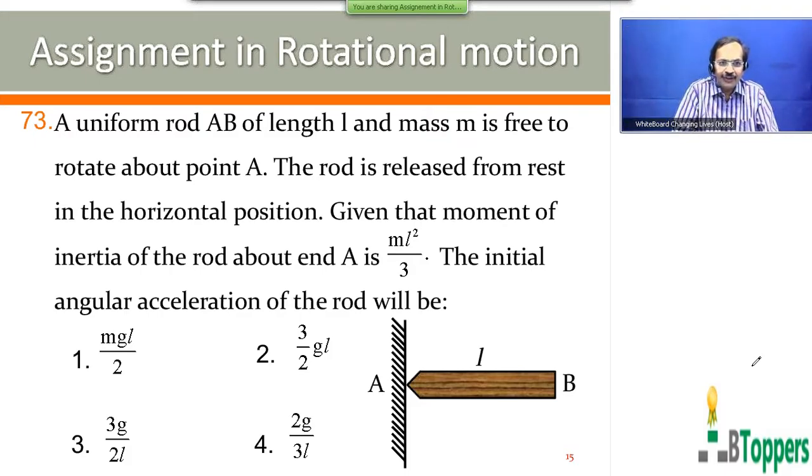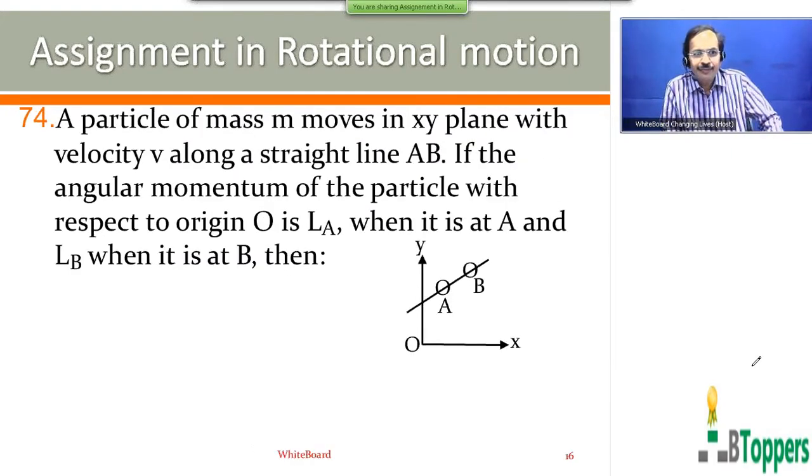So for question number 73, the third option will be the answer. Then see the next question, 74. A particle of mass m moves in the xy plane with velocity v along a straight line AB. The angular momentum of the particle with respect to origin O is LA when it is at A and LB when it is at B.